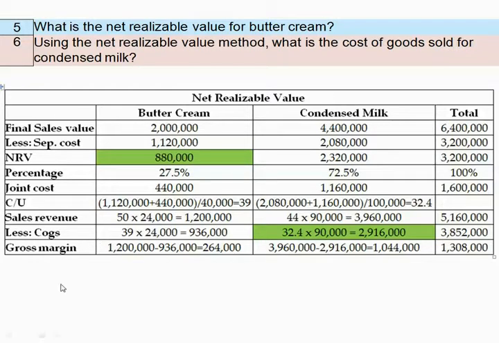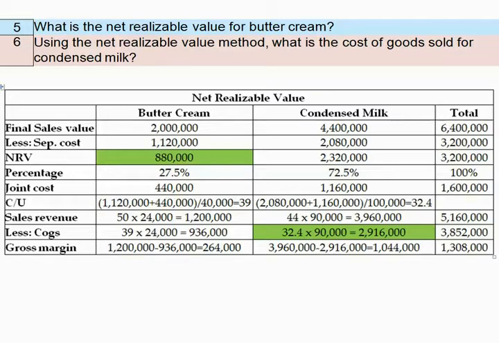Sales revenue for condensed milk equals 44 multiplied by 90,000 equals 3,960,000 with a total sales revenue of 5,160,000. Less cost of goods sold for butter cream 39 multiplied by 24,000 equals 936,000. Cost of goods sold for condensed milk equals 32.4 multiplied by number of units sold 90,000 units equals 2,916,000 with the total cost of goods sold 3,852,000.